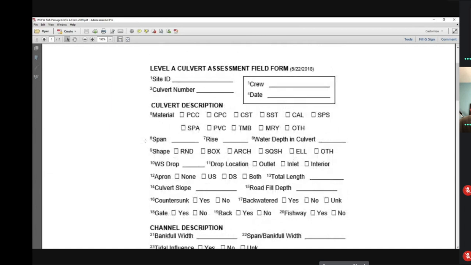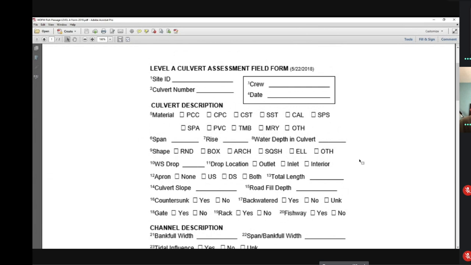We got the span. That's across, the diameter across. We got the rise. And remember, these are very important measurements, particularly when it comes to the level B part. When it comes to velocity and depth, these measurements are really important. For the water depth in the culvert, we have little tape measures in our field kits, and they're metric. You generally want to measure the water depth to the zero. We'll do that tomorrow. But that's 6 inches in from the outlet.